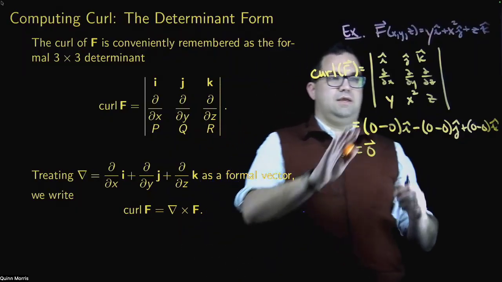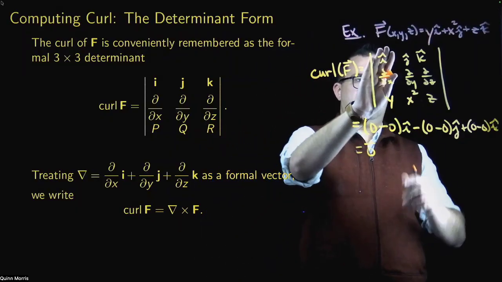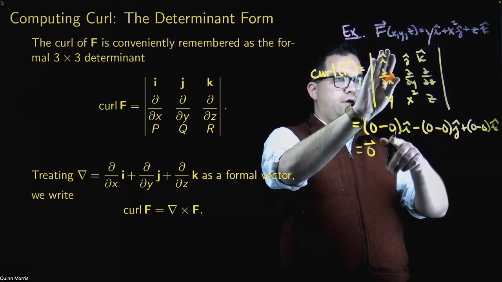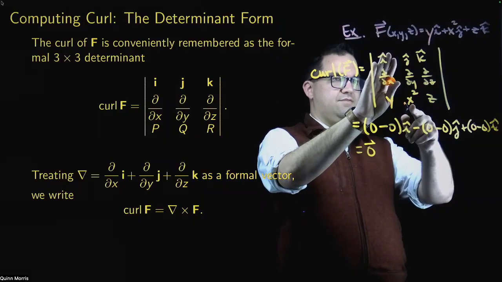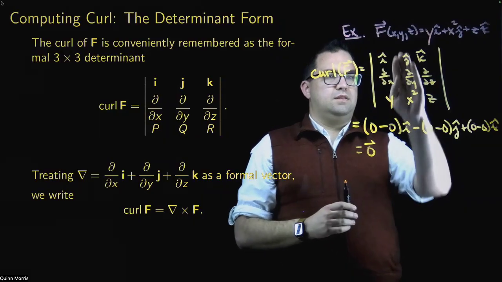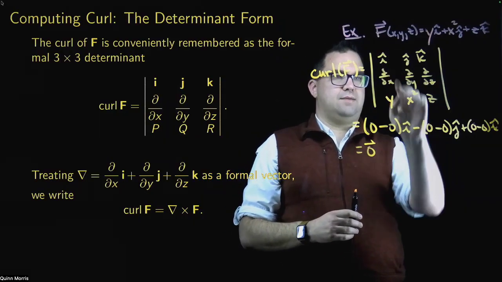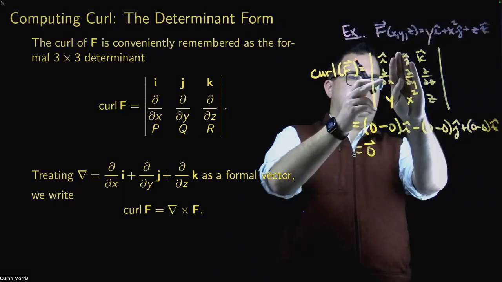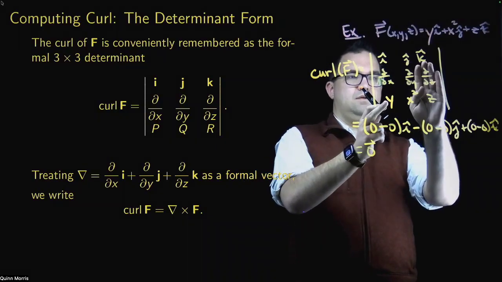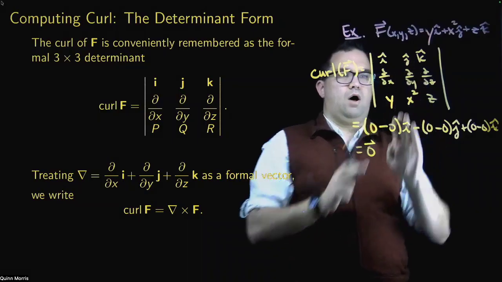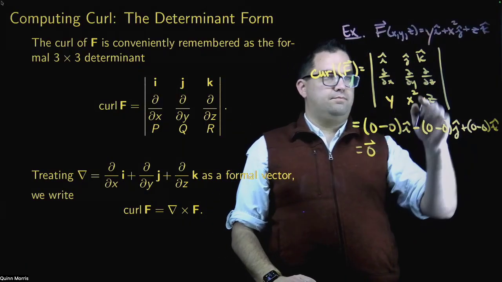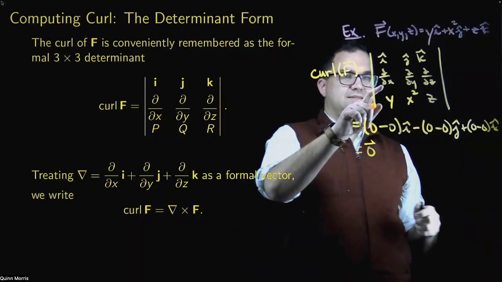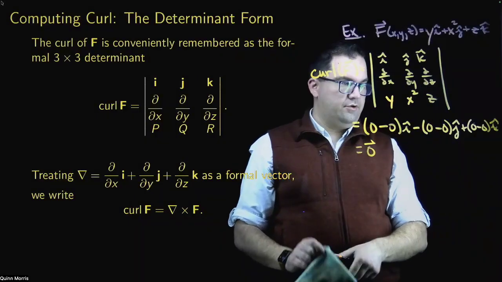So you'll notice that actually this first component is still going to be 0 minus 0. Partial derivative with respect to y of z, partial derivative with respect to z of x squared. The second component, same thing, because you're going to get d/dx of z, d/dz of y. Okay. But in the last component now, you're going to get d/dx of x squared.